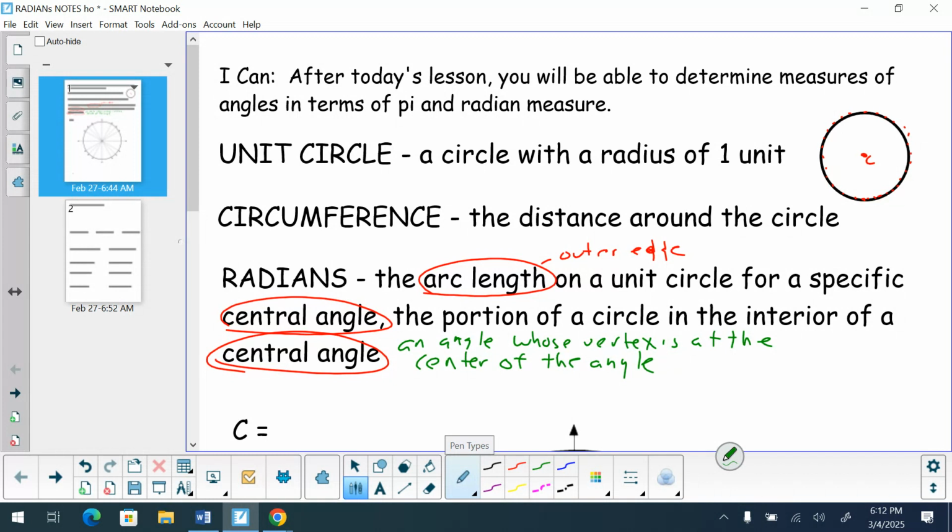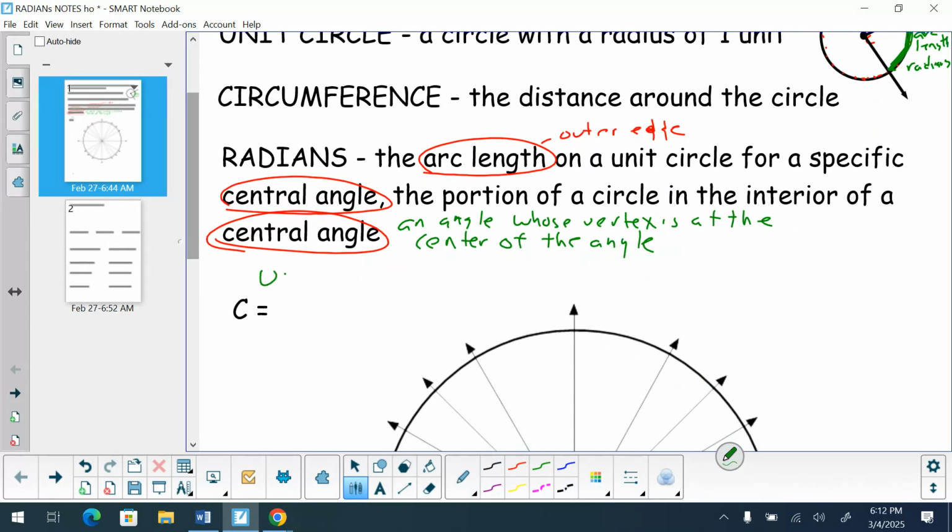So if I look at the vertex point up here at the center, and I look at two rays that I can build off of that, when we talk about this arc length in the interior of the central angle, this is your arc length. This is also the idea of radians. This measurement from here to here in the interior portion of the central angle is your arc length, and that is your number of radians.